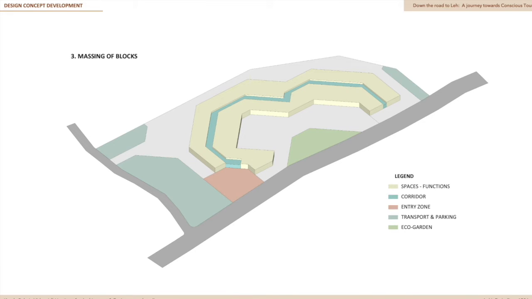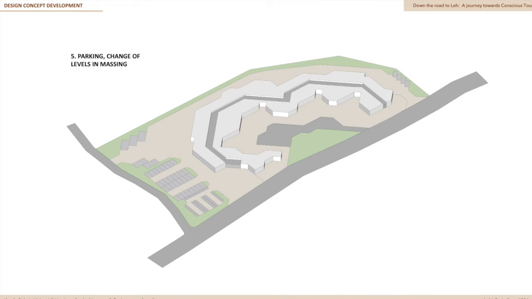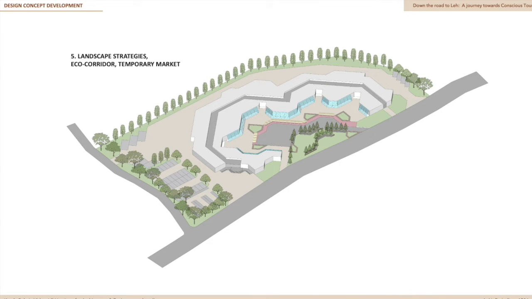Massing has been unfolded while working on the project step by step. First, the functional block came in, with which came the main corridor and entry zone. The main corridor is the spine of the whole project, which provides transparency throughout the project. Parking was allotted specifically as mentioned earlier and the change in levels is done according to the shift in the types of spaces. Landscape strategies were used and a temporary market space got allotted on one of the plinth levels.